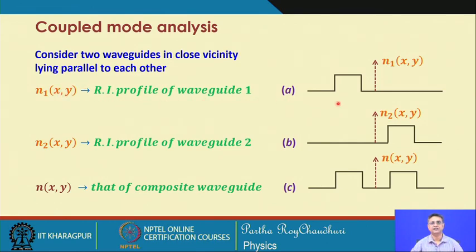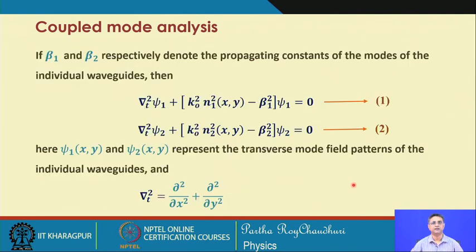Let us consider that you have two individual waveguides. The refractive index profile of the first is N1 of x y, and the refractive index of the second waveguide is N2 of x y. When both of them are placed side by side, we call this composite structure the refractive index distribution N of x y. So, this is the combined waveguide when they are lying side by side.